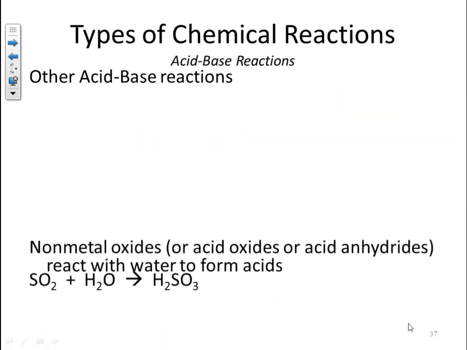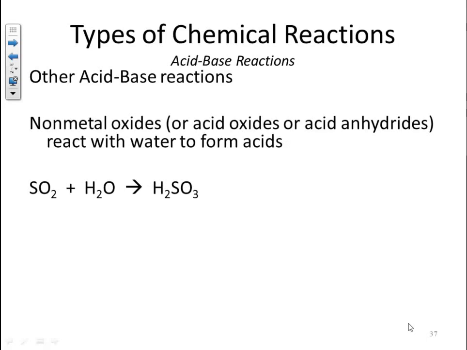Some other acid-base reactions. Non-metal oxides, also referred to as the acid oxides or the acid anhydrides, react with water to form acids. SO2 plus water gives me H2SO3. This is a combination reaction. This is what we refer to as acid rain.